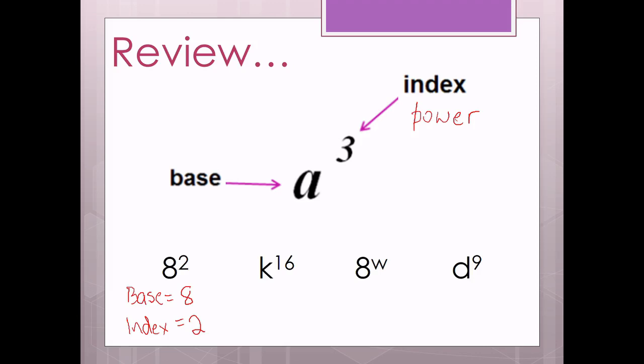Okay, so with these other 3 down the bottom here, the base of k to the power of 16 is k and the index is 16. With the 8 to the power of w, the base is 8 and the index is w. And then with the last one, the base is d and the index is 9. So d to the power of 9, and we'd be multiplying d together 9 times.